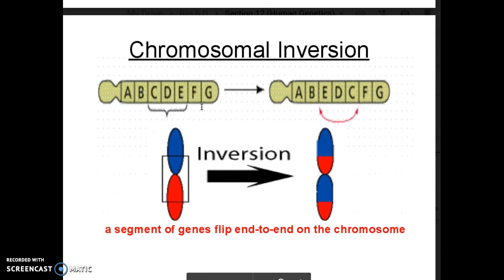The next one is an inversion. The original has in sequence A, B, C, D, E, F, G. But look what happens in an inversion. You have the same sequence of letters, but there's a flipping of the genes. So you have A, B, but look at where C, D, E are, they kind of inverted or flipped around. So that's what happens with inversion. You have genes, all of the same ones, but just in a different order.